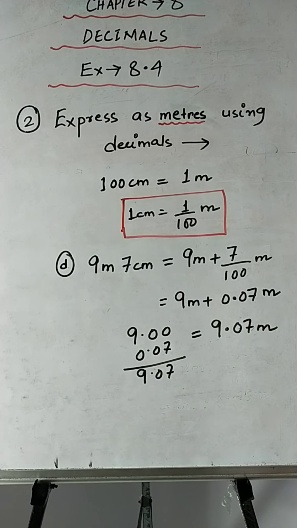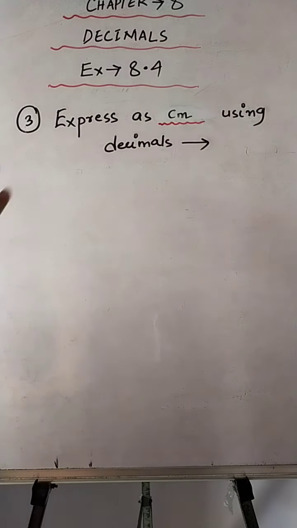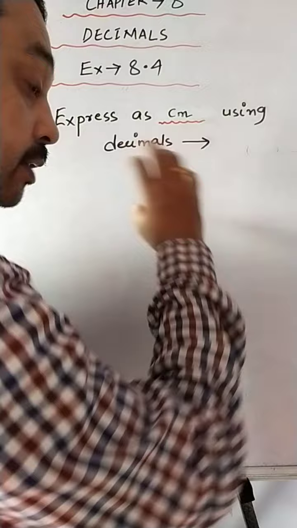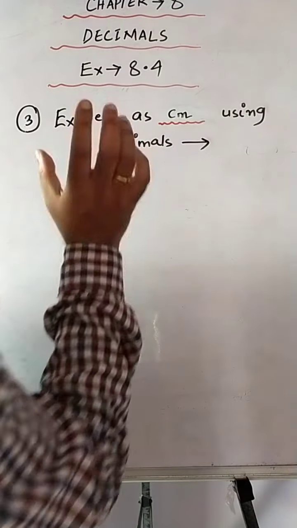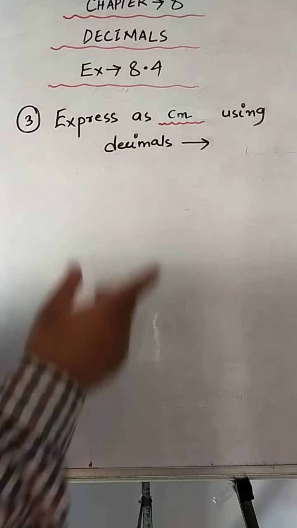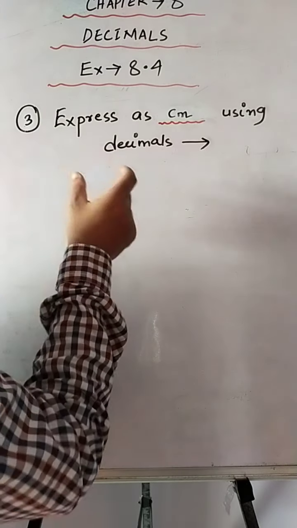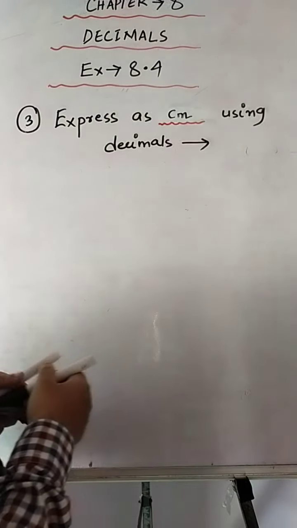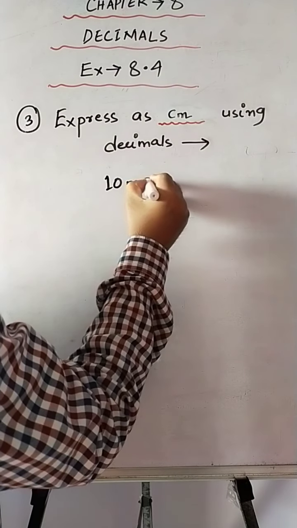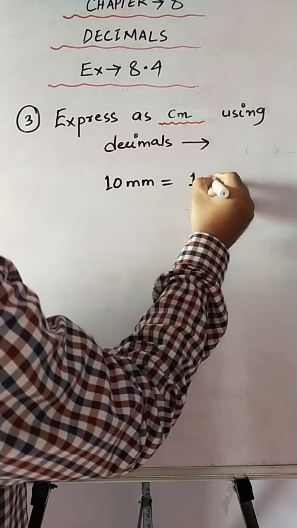Okay, now let's move on to sum number 3. Now in question number 3 we have to express as centimeter. Now you have to convert everything into the centimeter form using decimals. Now all the questions are given in millimeter form. Now we have to understand the relation between millimeter and centimeter, students. So we know that 10 millimeter is equal to 1 centimeter.